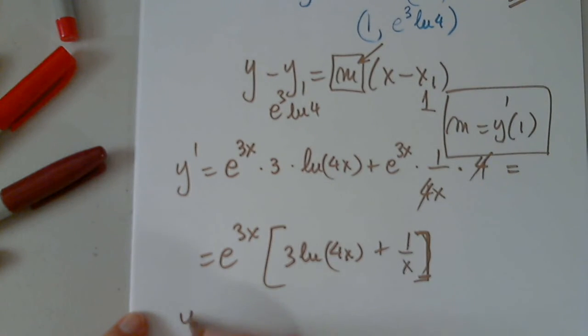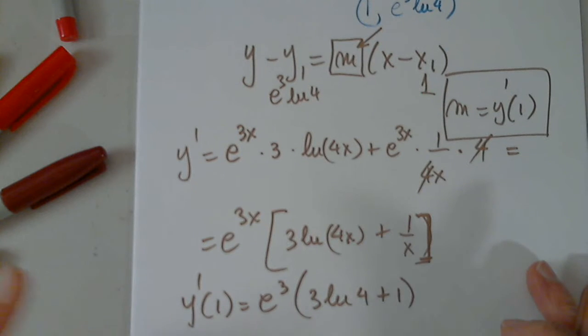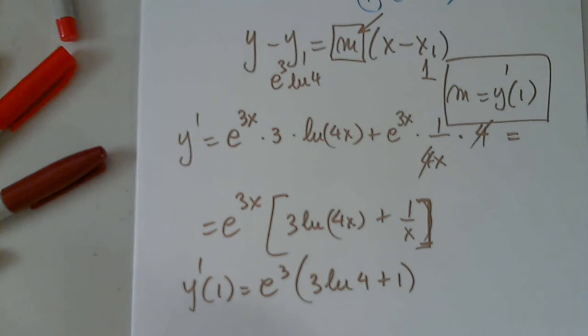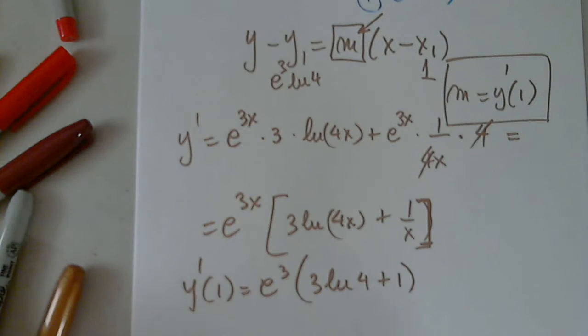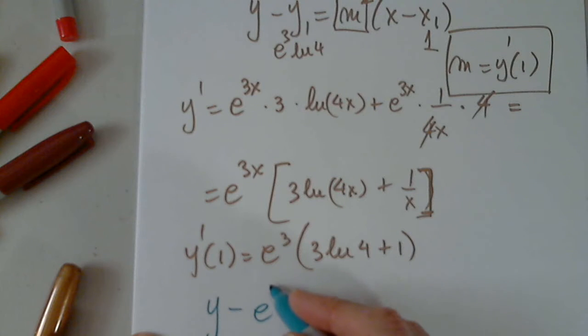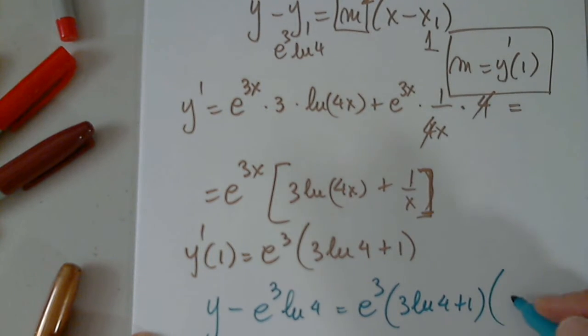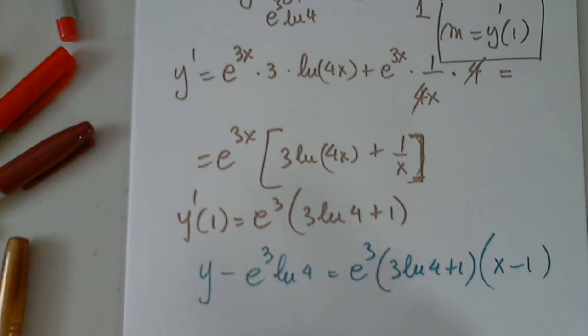Now I plug in 1, so y prime at 1. This will be e to the third. This will be 3 natural log 4, and this will be plus 1. And I have to approximate all these numbers, but let me write it first, and I can let you approximate them whenever you can. But this is not a tangent, right? I have to do something about it.